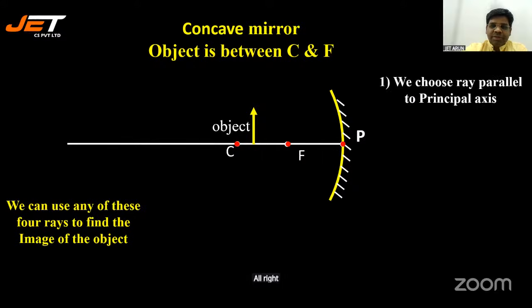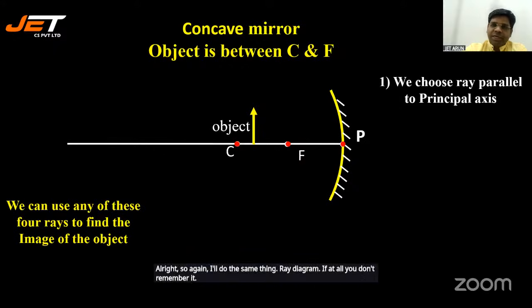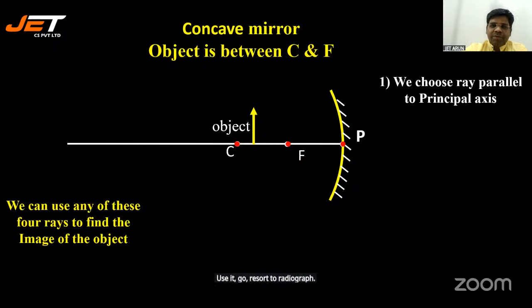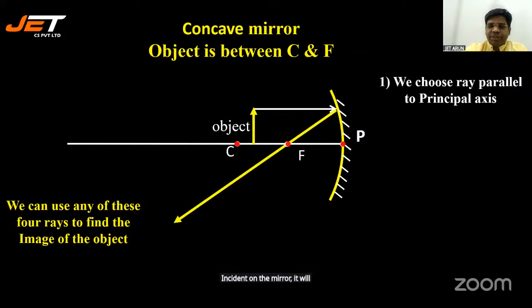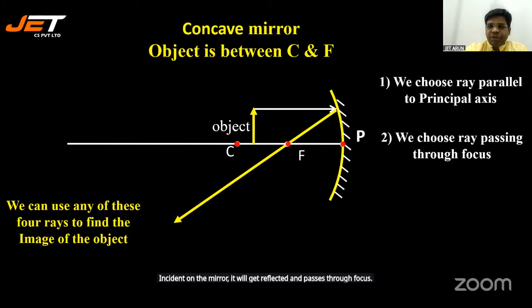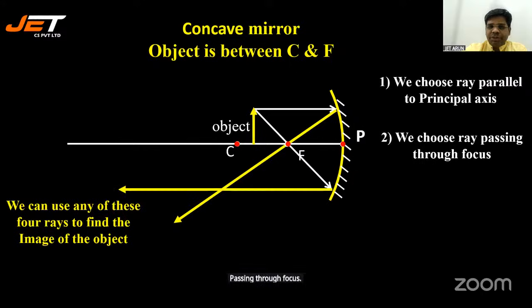All right. So again, I'll do the same thing. Ray diagram. If at all you don't remember it, resort to ray diagram. I'll use one ray which is parallel to principal axis. Incident on the mirror, it will get reflected and pass through focus. Passing through focus, it will get reflected and pass parallel to principal axis. Intersection of these two will be an image. Now image is beyond C, as you all said, as Sri Chandana, Kirtana, Mamta, Shivmani, Shailesh said.